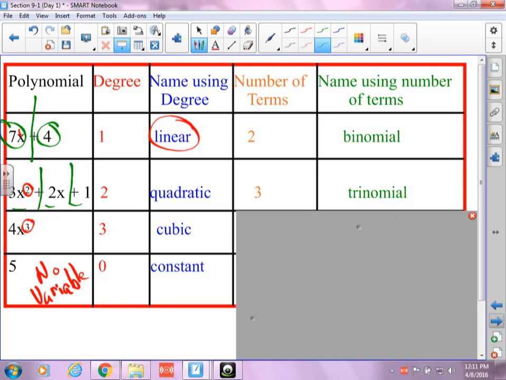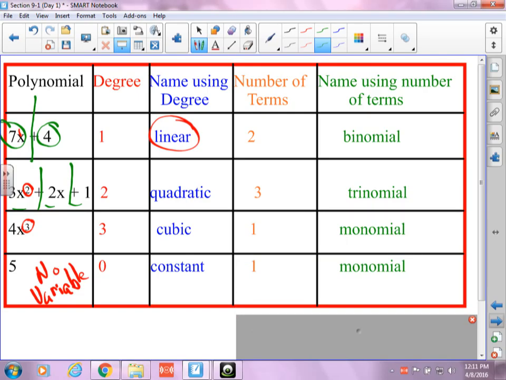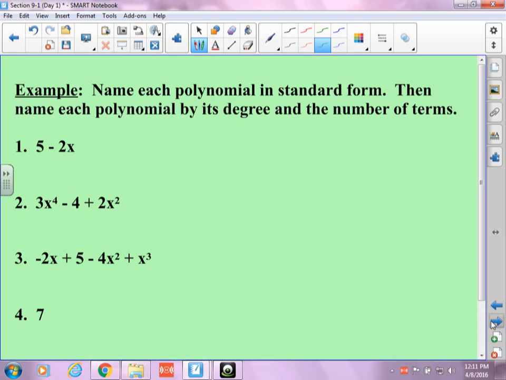Alright, this one. Are there any addition or subtraction symbols? No. So there's just one term, and it's called a monomial. And then finally, this also doesn't have any addition or subtraction symbols, so I'm going to call that a monomial. So that is a constant monomial. First name, last name. Questions so far? Okay, let's go to the next one now.